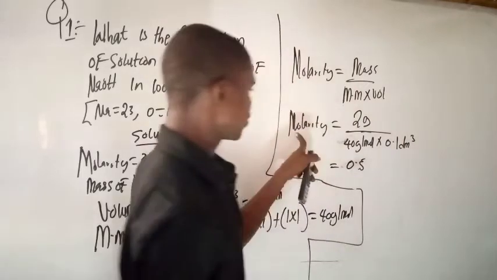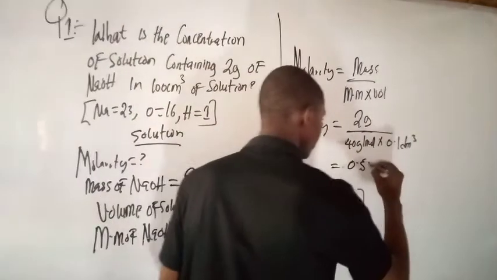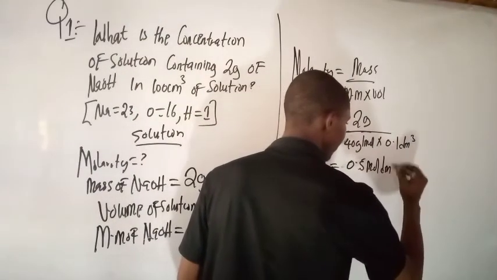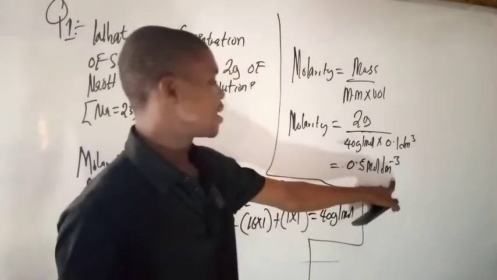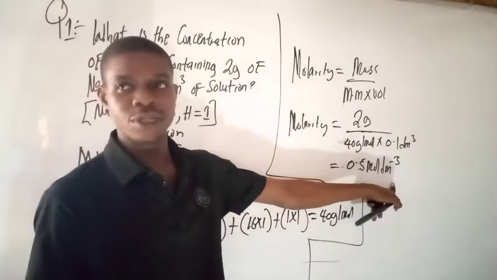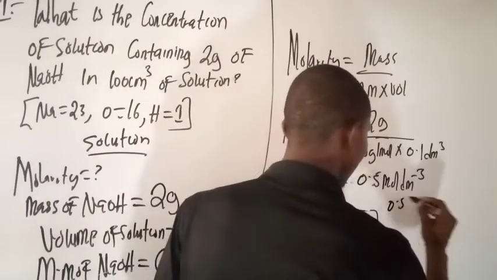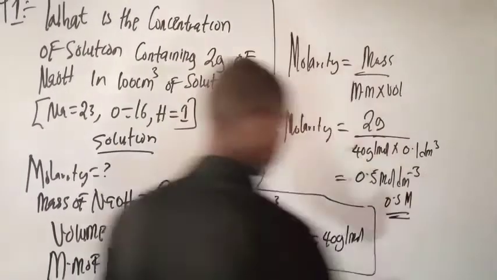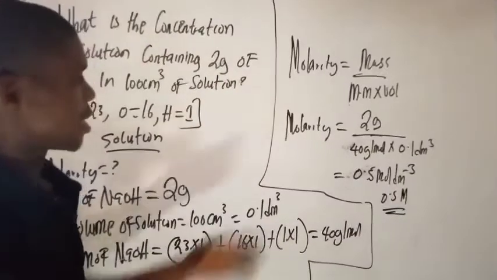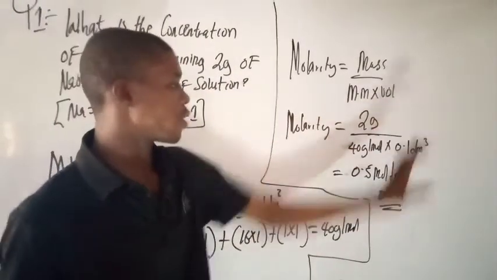0.5. Now, what is the unit? Remember, I told you that the unit is mole per dm cubed. Most times, this mole per dm cubed can be represented by the capital letter M. So it can also be 0.5 capital M. They are all the same thing. So you can see how you can use something to solve the question here.